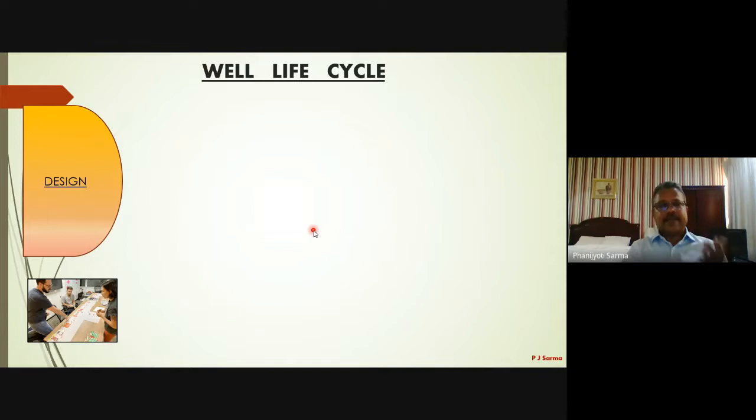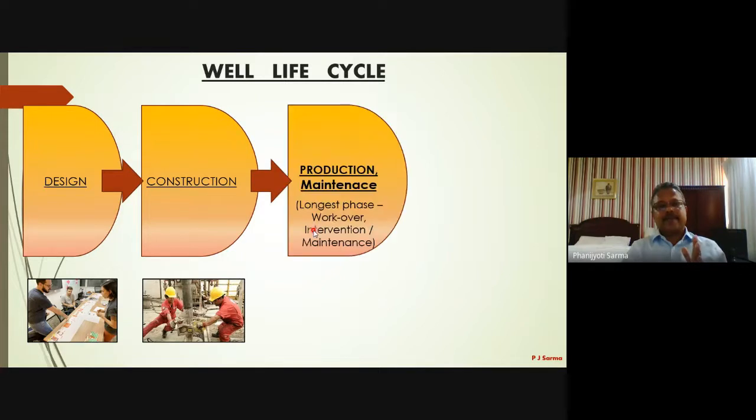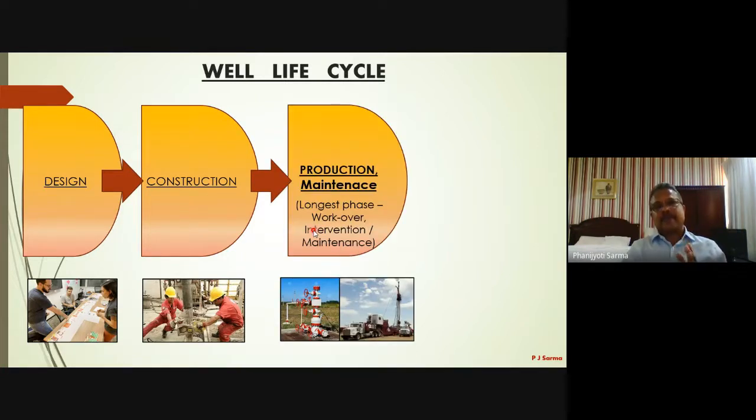So the design is the first phase of well life. Once the design is done, then comes the second phase, which is the construction phase. Construction phase is the drilling phase basically. So the well is constructed with a drilling rig, along with it is completed. And then the next phase is the production phase. And the production phase is the longest phase of a well life.